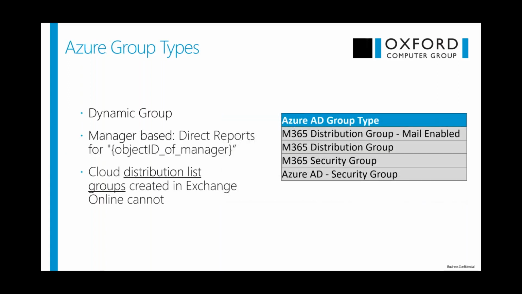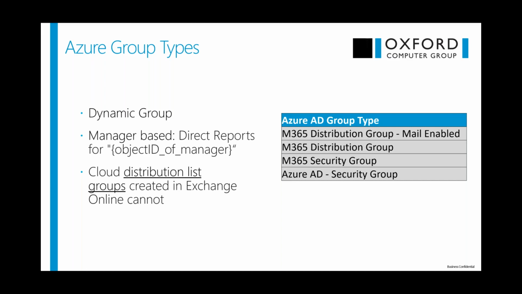The Azure group types that are out there do have dynamic groups and manual-based groups. The Azure AD group types for write-back are M365 distribution groups, mail-enabled distribution groups, M365 security groups, and then the new added group for write-back is Azure AD security groups.